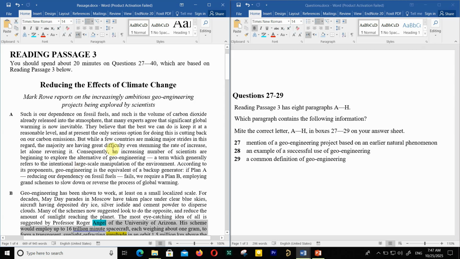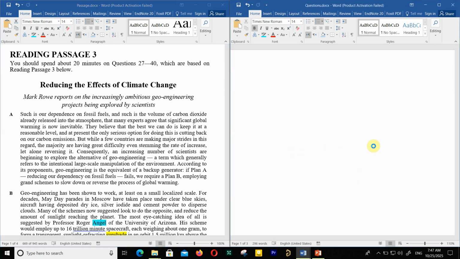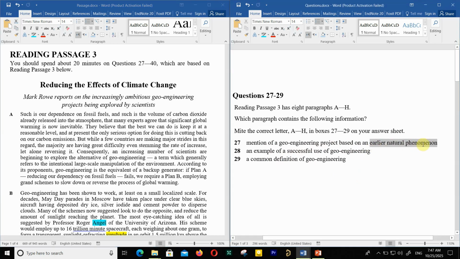And remember that this is passage 3. So always try to find the easy questions to answer first. So this is a great idea to put this at the end. And now we can apply some strategies to make it even easier. So just read all of them. Mention of a geoengineering project based on an earlier natural phenomenon. This is a great keyword to look for.